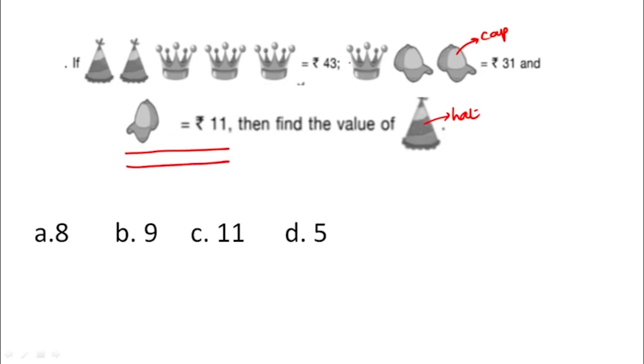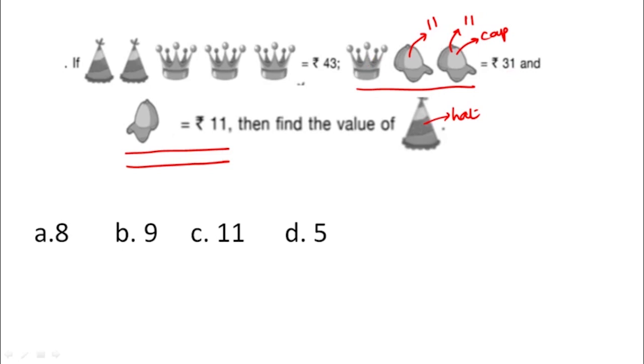And here what do we know? We know that the value of 1 crown and 2 caps is 31 rupees. I know that what is the cost of 1 cap? 1 cap costs 11 rupees. So this cap will also be 11 rupees. So the value of the crown and the 2 caps put together is 31 rupees.